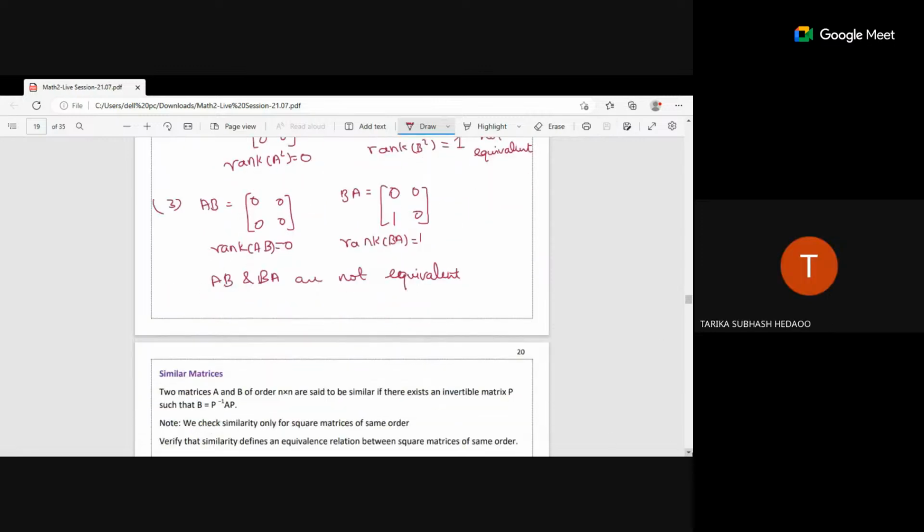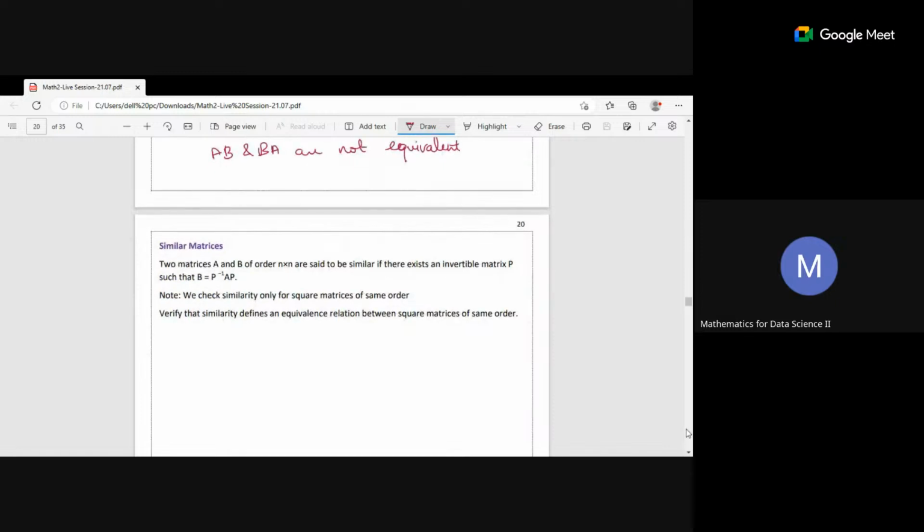Yes, ma'am. Okay. So just like equivalent matrices, I told you already there are several other equivalence relations in matrices. So the concept of similar matrices is much stronger than equivalence of matrices. This is also an equivalence relation. So what are similar matrices? Let us see. These similar matrices have very strong applications. Since you are studying this course in a data science course, there is a concept called diagonalization. What is meant by diagonalization?